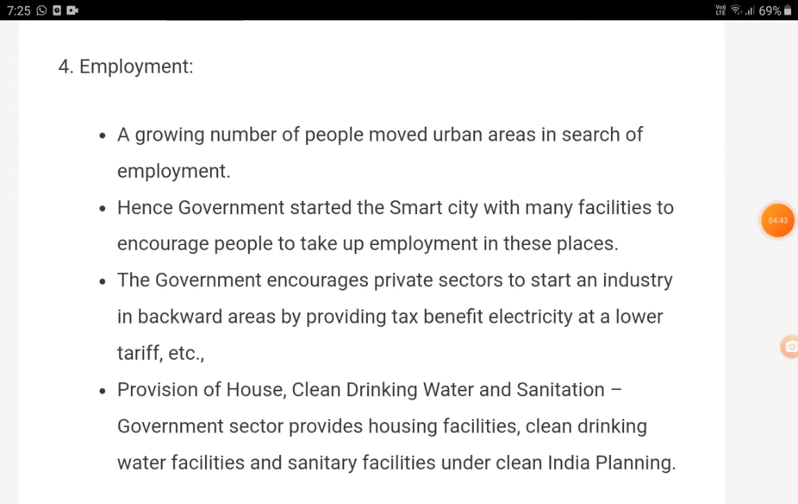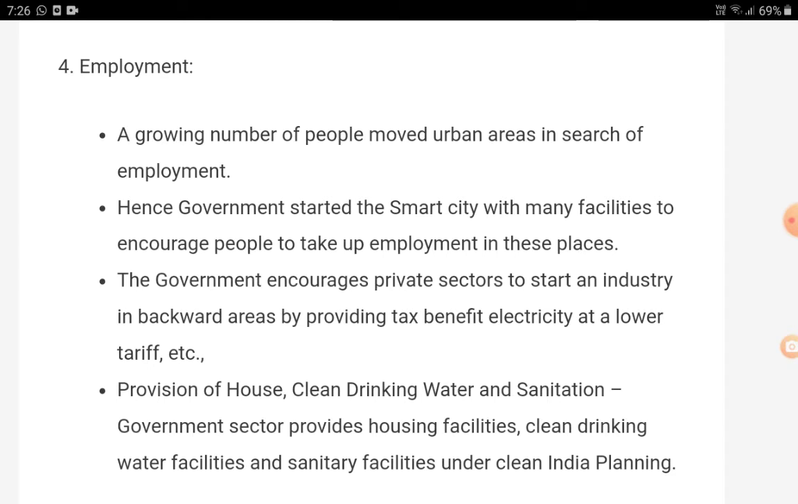Next, employment. A growing number of people moved to urban areas in search of employment. Hence, government started the smart city with many facilities to encourage people to take up employment in these places. The government encourages the private sector to start industry in backward areas by providing tax benefits, electricity at a lower tariff, etc. Provision of house, clean drinking water and sanitation. Government sector provides housing facilities, clean drinking water facility and sanitary facility under the Clean India plan.